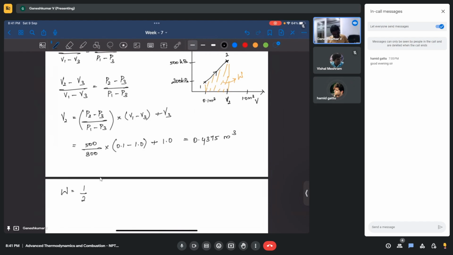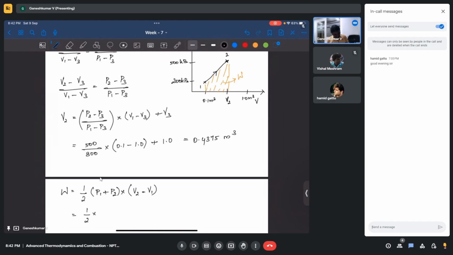Do you remember what the trapezium formula is? Sir, it's one half into the sum of the bases multiplied by the altitude. Okay, so you are telling V1, V2? No, sir. I think it is opposite. We should add the pressures and multiply by the change in volume, V2 minus V1. Okay.